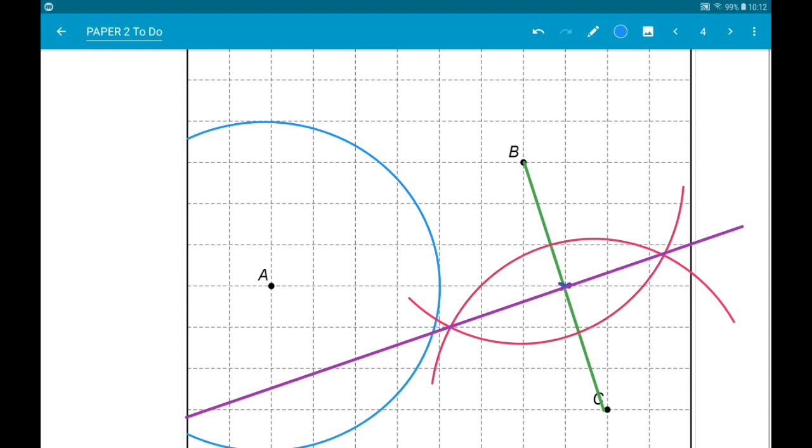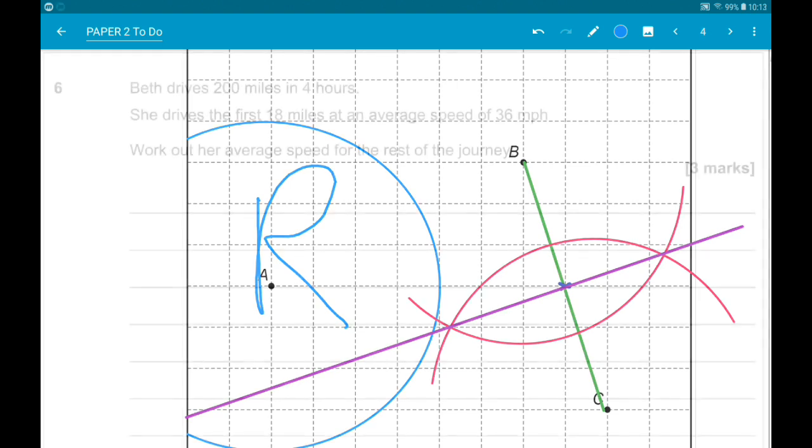Then find the region closer to B than to C. You need to construct the perpendicular bisector of the line joining B and C. Anywhere above that line is closer to B. So the region we want is in there. I'll put my loci playlist down below in case you don't know how to do those two things.